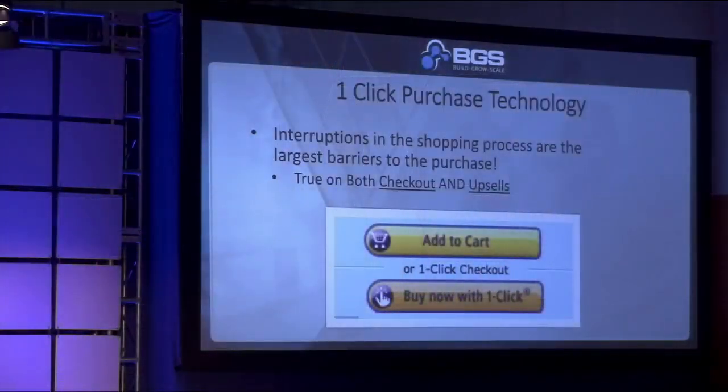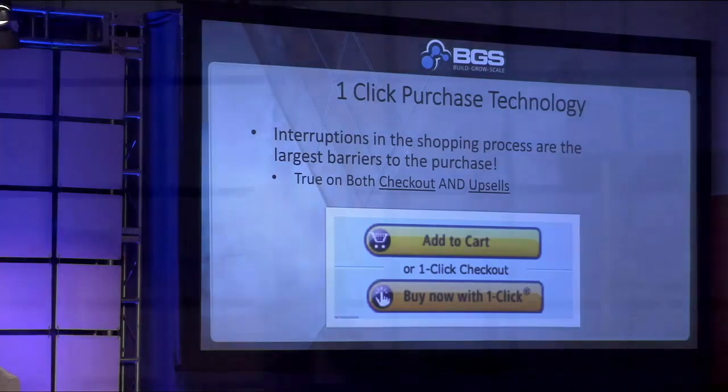One-click purchase technology is critical, okay? Interruptions in the shopping process are the largest barrier to purchase, okay? Think about this. Like we talked about before, life happens, something gets in your way. Now, let's say you just made a purchase. You just bought from this company, and then they show you another product, and you have to buy that next product. You're like, yes, I want it, and they make you fill in all your payment and shipping details again. How many of you guys have ever done that and been like, yeah, I really don't want it now? Because it's not convenient, right?